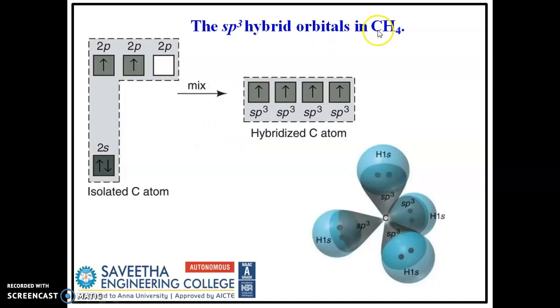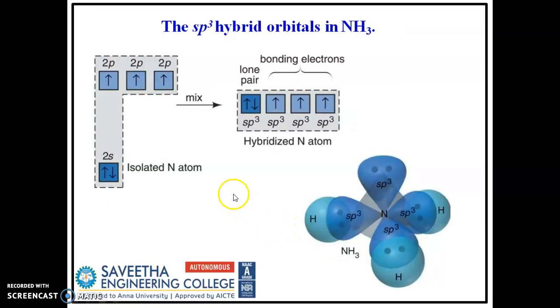Here the central atom is carbon. It has the atomic number of 6, the electronic configuration of 1s2, 2s2 and 2p2. During excitation, one electron from 2s is excited to the p orbital, leading to the formation of four sp3 hybrid orbitals, and these four hybrid orbitals overlap with 1s orbitals of hydrogen to form the CH4 molecule. And this is the other example of sp3 hybridization.